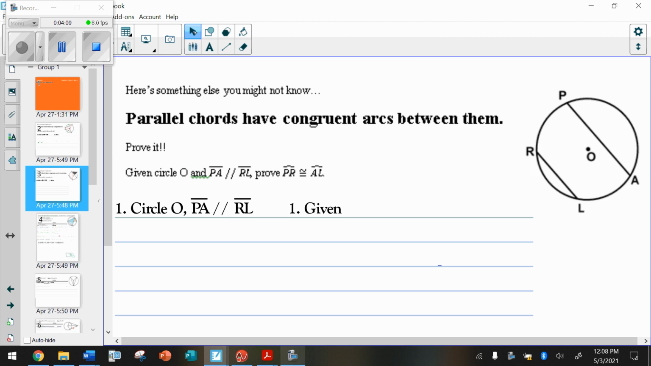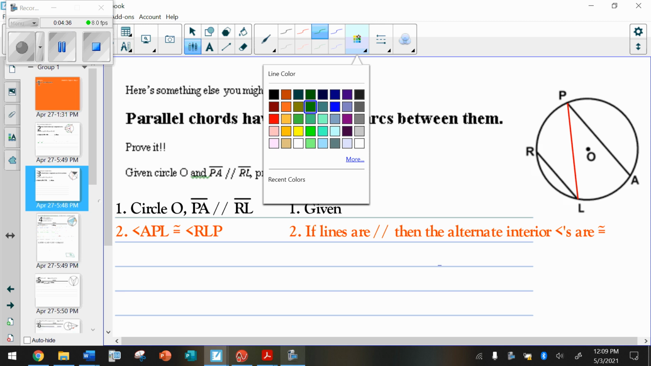Now, in order to do this, we are going to need an auxiliary segment. Just to keep us all consistent, let's draw in auxiliary segment PL. Now, drawing in that auxiliary segment created a couple inscribed angles from our parallel chords. So that means that angle APL and RLP are congruent because if lines are parallel, then alternate interior angles are congruent.